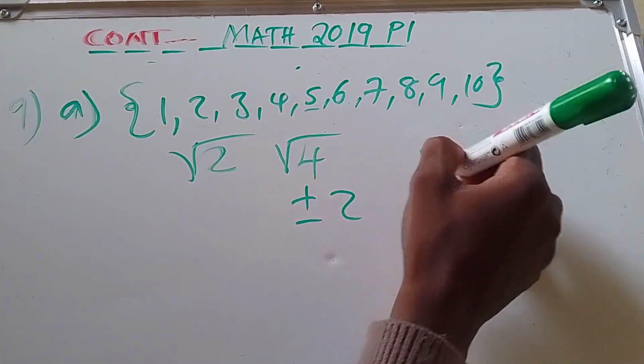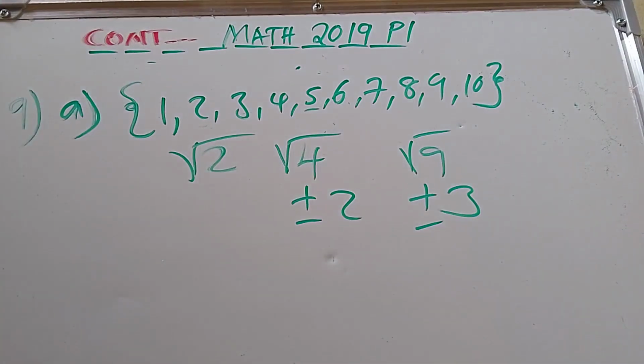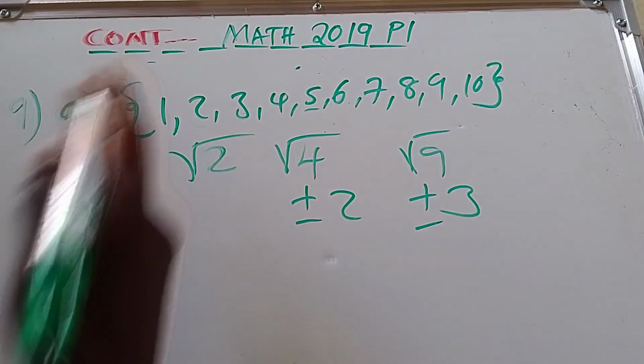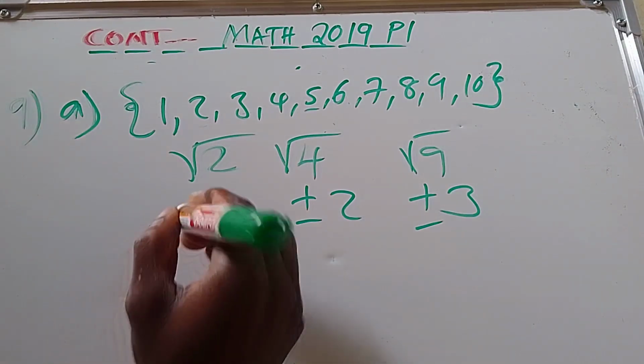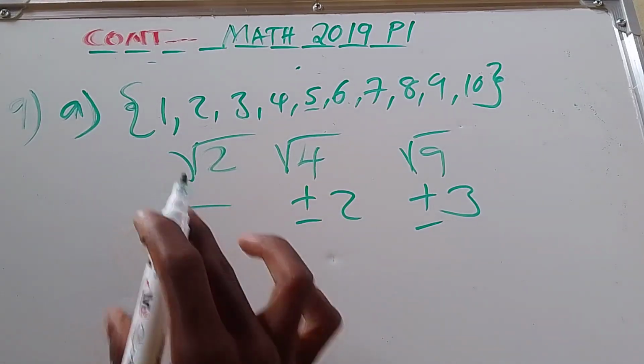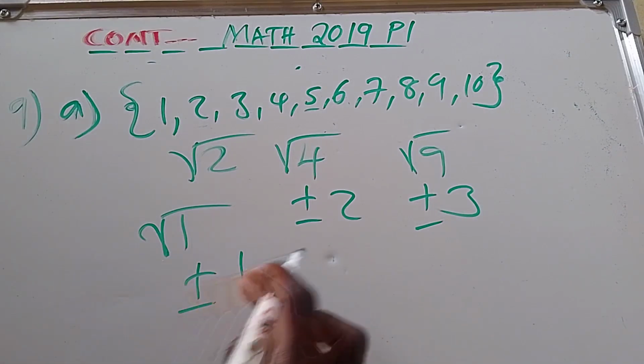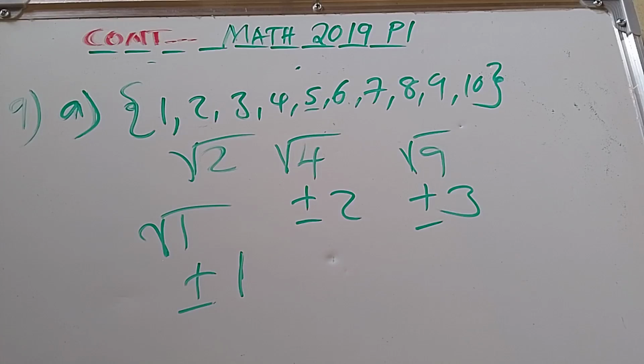But when you talk of 9, it can be squared, and the number which is going to give you is positive or negative what? 3. We can also talk of 1. 1 can be squared. And if you square 1, the answer we're going to have is what? Positive or negative what? 1. So these are possible perfect squares.